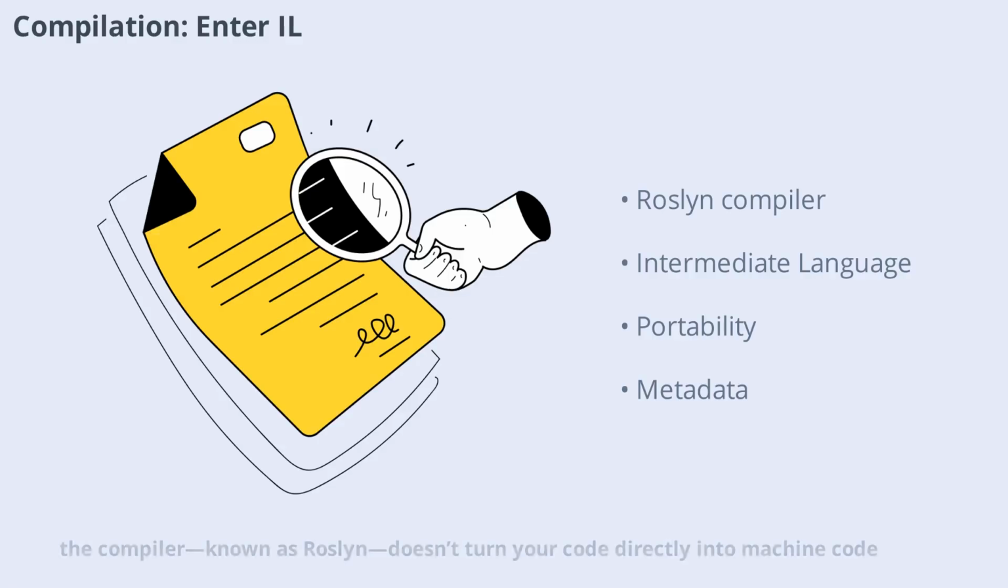You build your C# project. The compiler, known as Roslyn, doesn't turn your code directly into machine code. Instead, it creates intermediate language, or IL. IL is a low-level, architecture-neutral representation of your program. Think of it as a bridge between human understanding and machine execution. This IL is packaged into DLL or EXE files, along with metadata describing all types and structures.